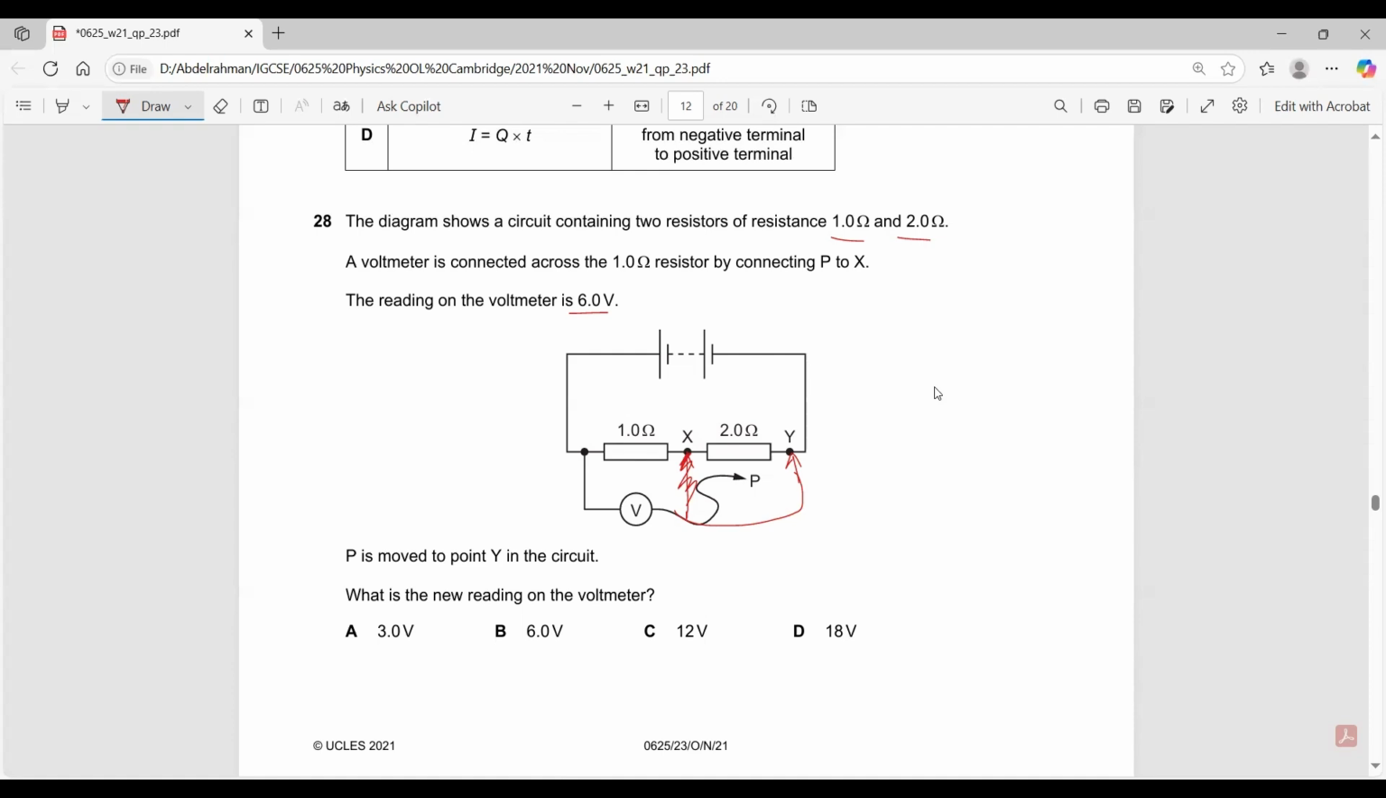Why? Because now the voltmeter is not reading only one resistor, it's actually reading both resistors. So this is kind of a potential divider, right? If you had a 1 ohm resistor and the voltage across this 1 ohm resistor was 6 volts, now you have two resistors in series and the total resistance of these two resistors is 3 ohms. Can I find the potential difference? Cross multiplication, which would be 18 volts, right?